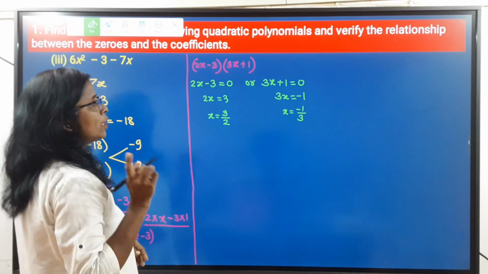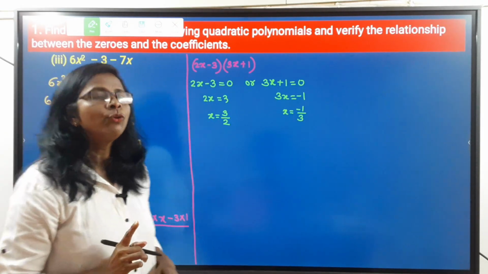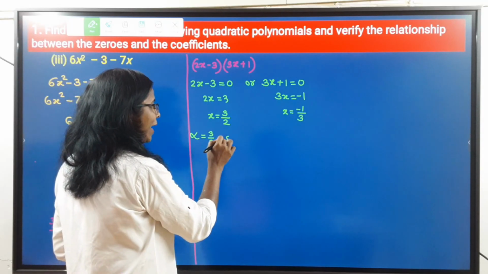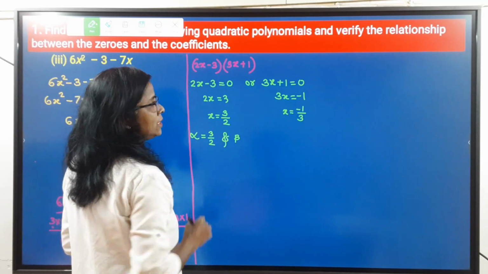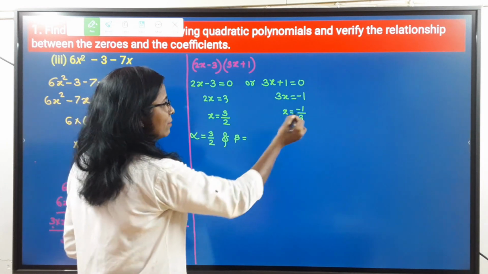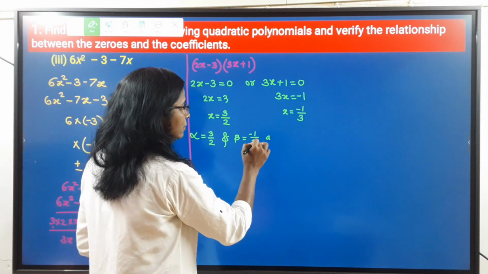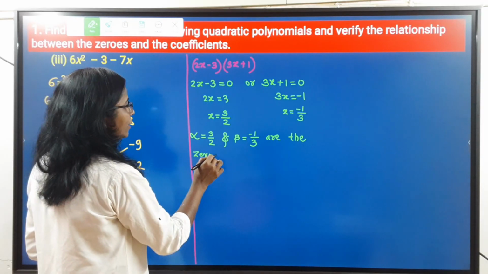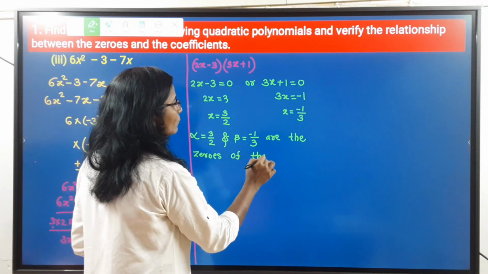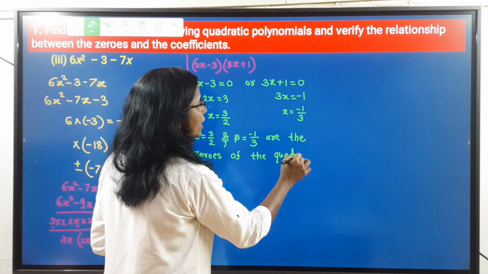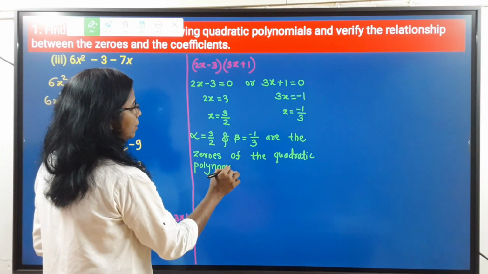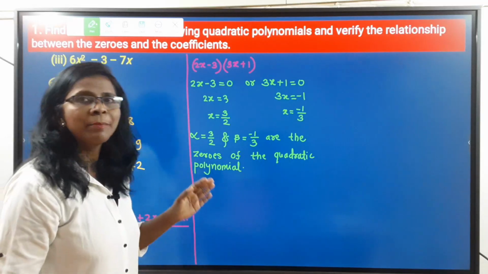So now here, students, we say that the first zero of the quadratic polynomial is alpha, so alpha is equal to 3 upon 2, and the second zero of this polynomial is beta, and beta is equal to minus 1 upon 3. These are the zeros of the quadratic polynomial. Now the first part is over, students.